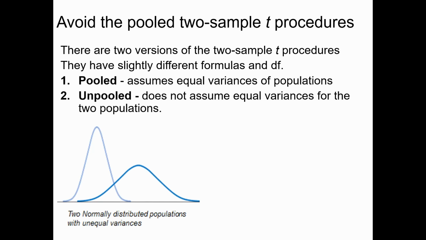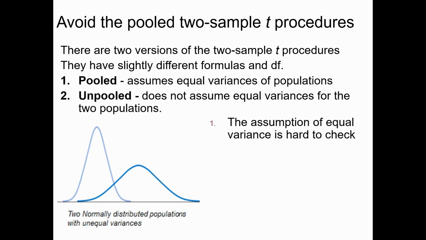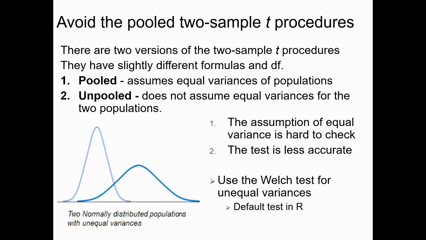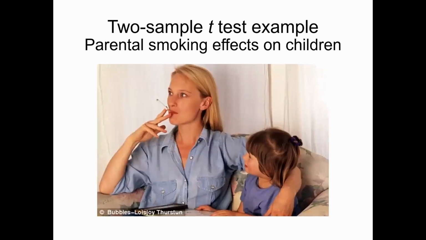And that's usually just something that you specify when you're doing the analysis. The reason is that the assumption of equal variance is a hard, tricky thing to test. It's beyond our level. And also the test is just less accurate according to my reading. So we use what's called the Welch test for unequal variance, and that's the default test in R. So if you do nothing, that's what's going to happen. You're going to see the results say Welch test, and you'll say, okay, everything's fine.